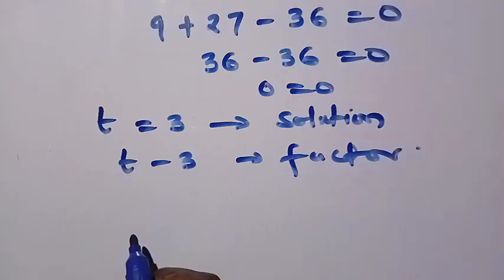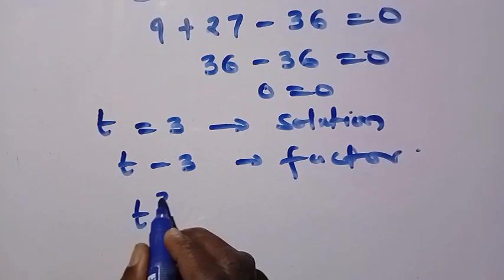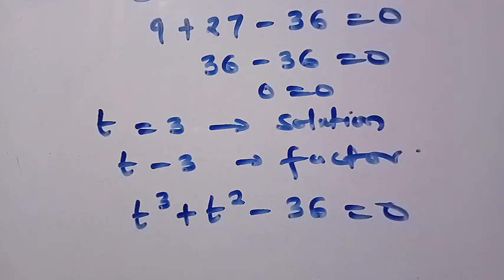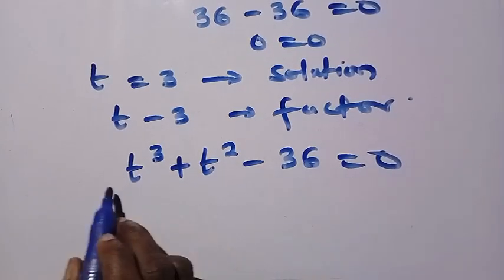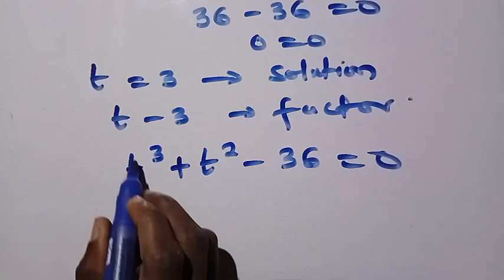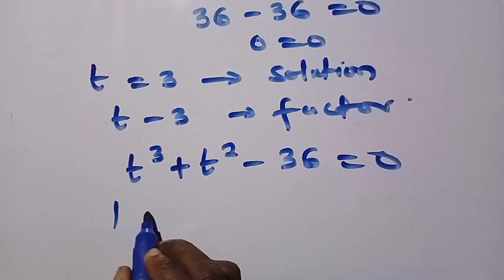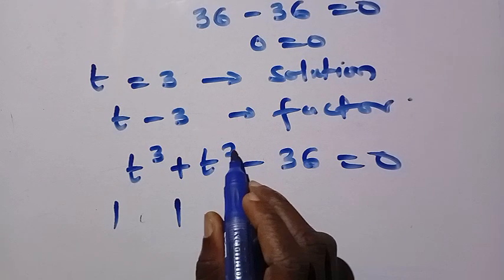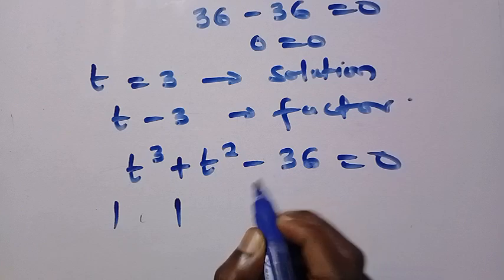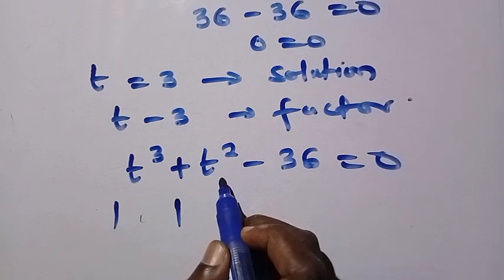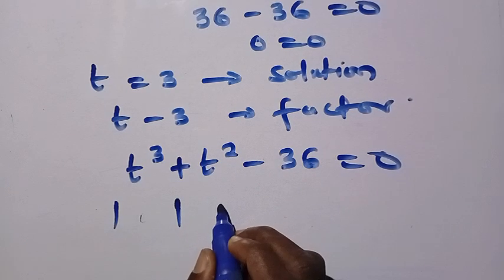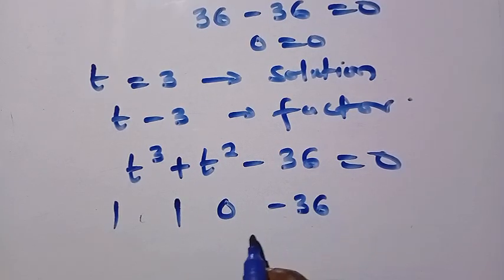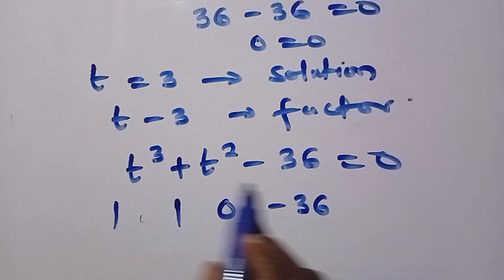If I write this equation as t raised to the power of 3 plus t raised to the power 2 minus 36 equals 0, we are going to take out the coefficients of all of these. t raised to the power 3 has 1 as a coefficient. Then t squared also has 1, but there is another term before this 36. 36 is a constant here. We must have a linear term, and that linear term is multiplied by 0, so its value is 0. Then here is minus 36. These are all the coefficients of each term that we have here.